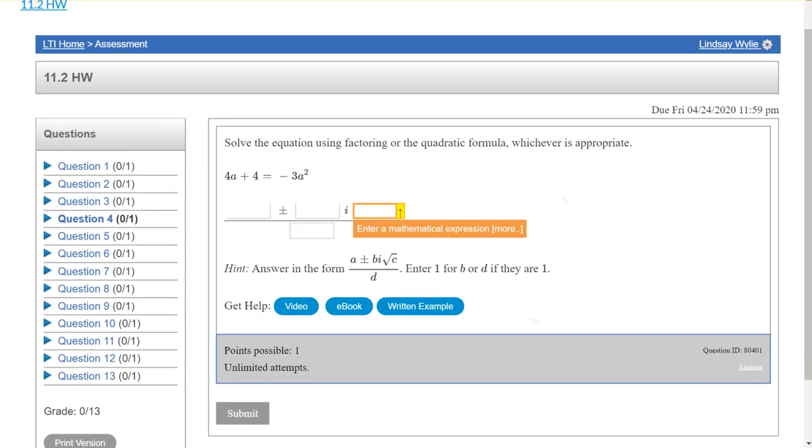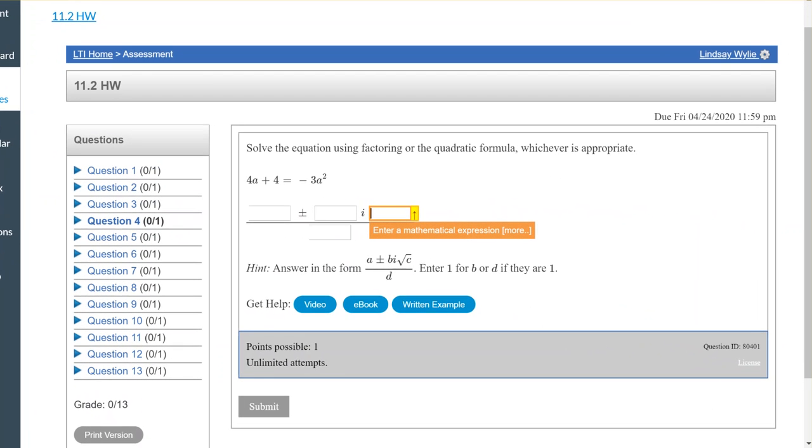Right, in this video, we are going to be doing problem number 4 from homework 11.2. The directions are to solve the equation using factoring or the quadratic formula, whichever is possible. I want to do this exact problem with you on a separate piece of paper, and then we'll talk about how to enter the answer on the computer.